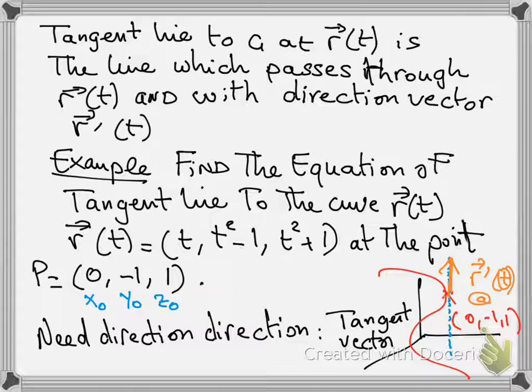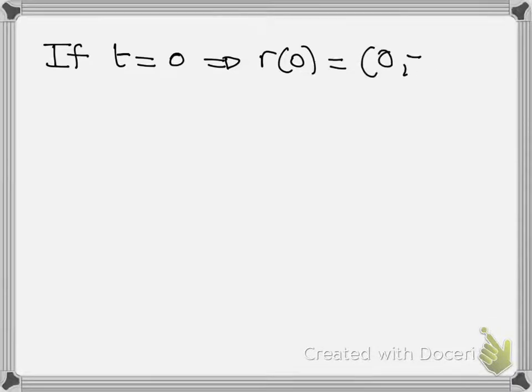So of course, you see, guys, if you replace t by 0, you get 0 minus 1, and then 0 minus 1, and then 0 plus 1. So then you get 0, negative 1, positive 1. So if t is 0, then r of 0 will be the point 0, negative 1, positive 1. Okay, so this point, 0, negative 1, positive 1, corresponds to the time t equals 0.